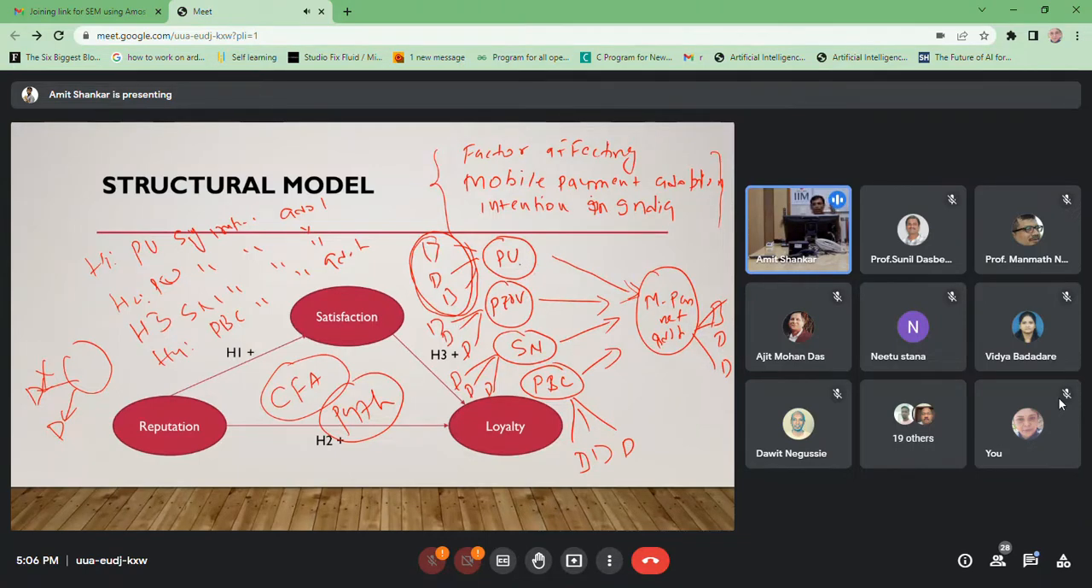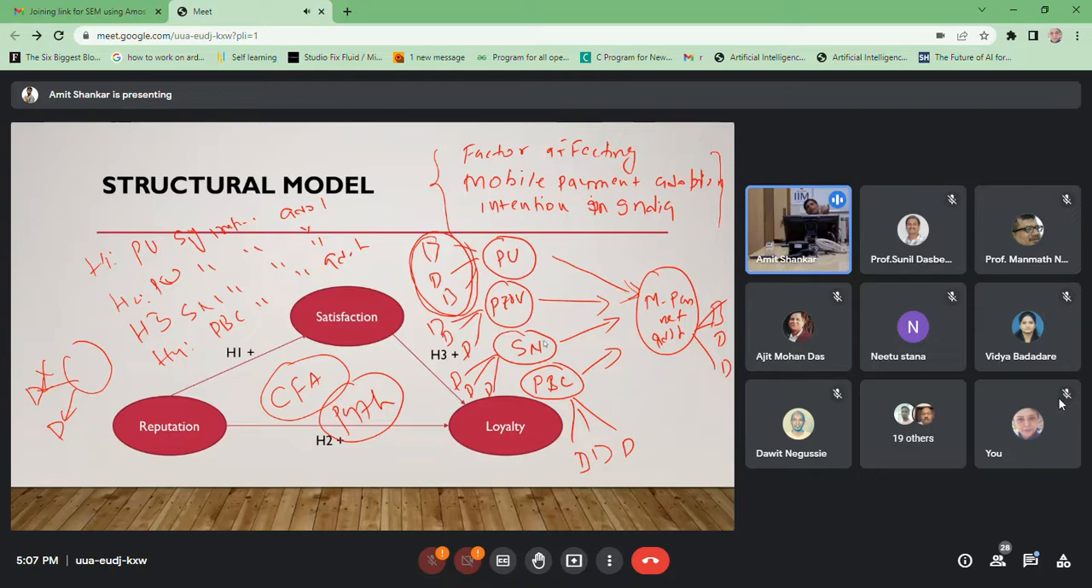That is the effect of variable 1, PU, on mobile payment adoption, the effect of PEOU on mobile payment adoption, the effect of subjective norm on mobile payment adoption, and the effect of perceived behavioral control. That we call path analysis, meaning the relationship between two variables. Factor analysis means reliability and validity of the structure, right? Any doubt, please let me know. That is all about structural equation modeling.